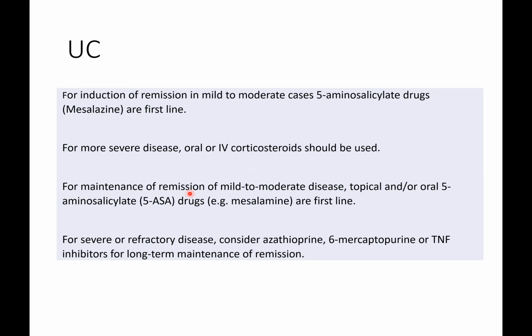Once you induce remission in a mild to moderate disease, you keep going with 5-aminosalicylate, which is mesalamine or mesalazine. However, if it was a severe disease, then you should consider other medications such as azathioprine or mercaptopurine or tumor necrosis factor inhibitors. This is the case for ulcerative colitis.